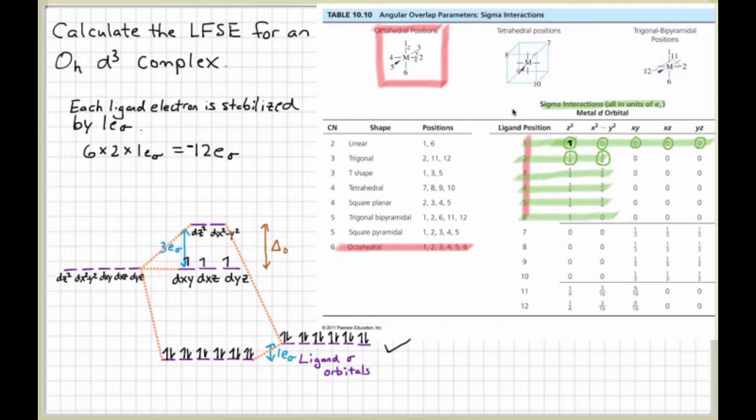If we have a D3 complex, those 3 electrons are going to be in the lower energy d orbitals, which were unmoved in the angular overlap model, and therefore they're not going to contribute. And so our total ligand field stabilization energy is going to be minus 12 E sigma.